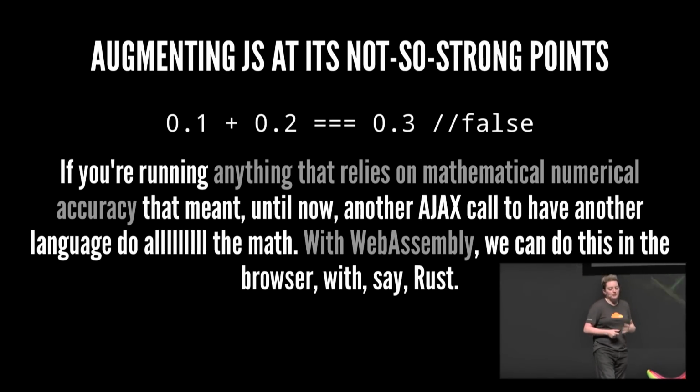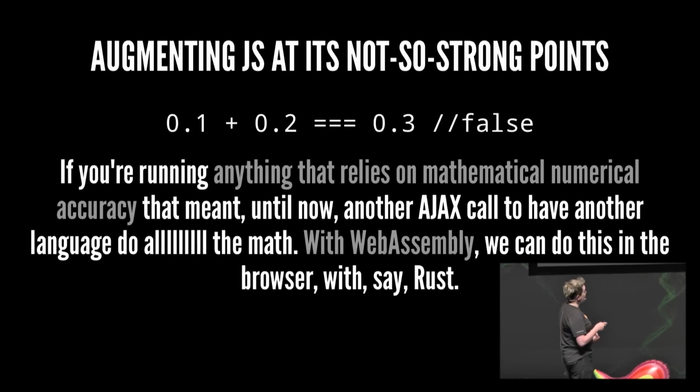So let's talk about augmenting JavaScript at its not so strong points. I'm sure you've seen this at least once in your JavaScript career. 0.1 plus 0.2 is actually 0.30000000000000004. So that's false. If you're running anything that relies on mathematical numerical accuracy, financial applications, anything to do with stocks or bond trading, currency conversion, games, which require a lot of math precision, it's not really JavaScript's strong point, obviously. You would need an Ajax call back to a server that would run a different language and give you back the actual result, which then might get converted incorrectly even. So with WebAssembly, you can do this in the browser with the correct tool for the job, with Rust, with C, with languages that have float types that are more than 32-bit.